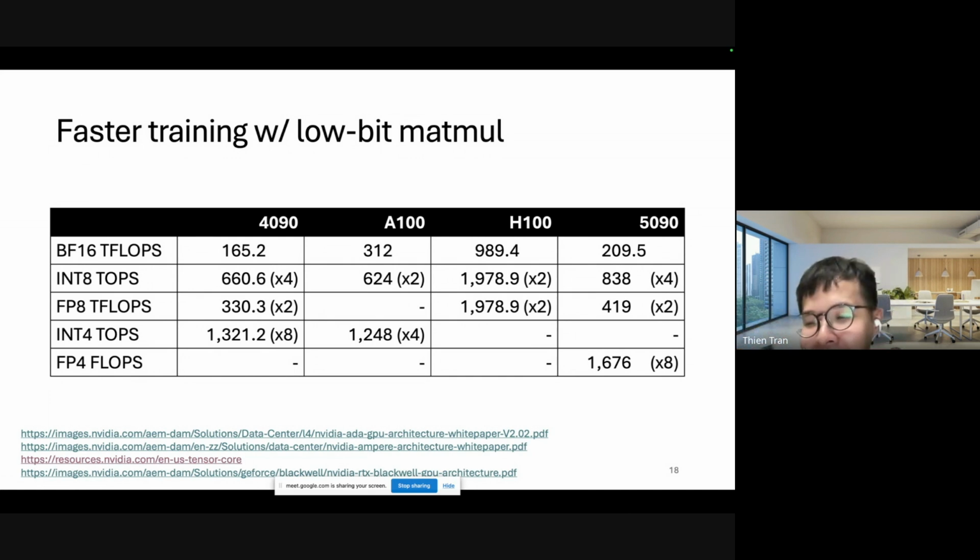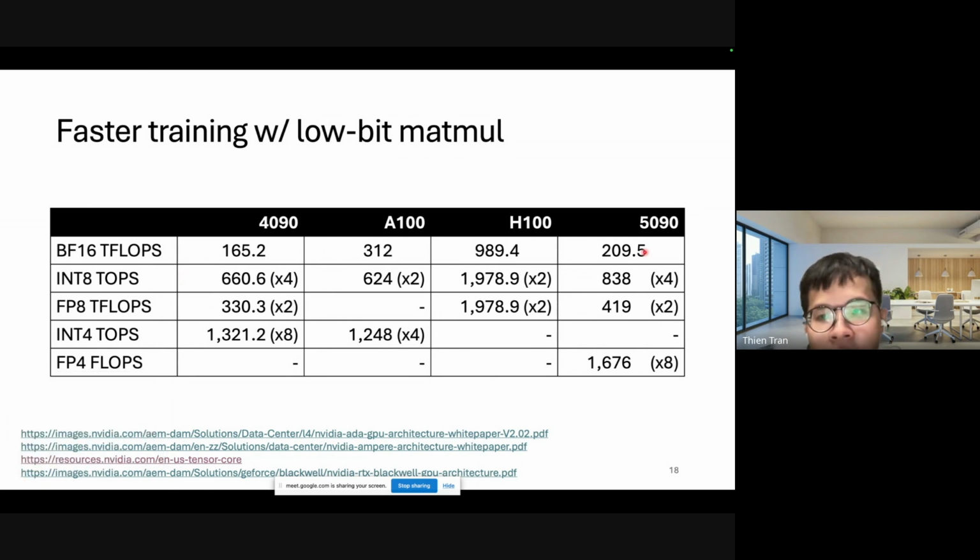Okay, so I put a table here showing the speed of different tensor cores on different data types, to convince you why you should care about this. One interesting thing that many of you might not have known is that for consumer GPUs, FP8 tensor core is actually 4 times faster than BF16. So it's not 2 times, it's actually 4 times. And this is only for consumer GPUs.